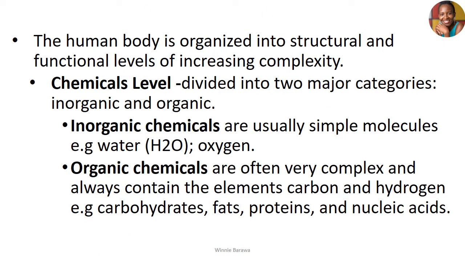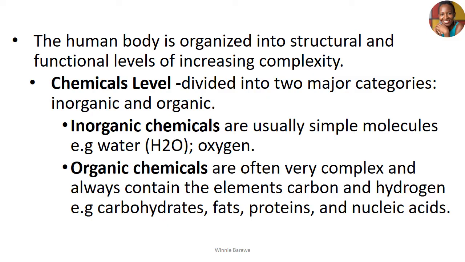So the chemical level is the smallest level of our body, and the chemicals are of two categories. We have the inorganic chemicals and the organic chemicals. Inorganic chemicals, by definition, are usually the simplest chemicals or molecules in our body, and they could be contained in simple chemicals like water molecules, oxygen, carbon dioxide, and other elements that are contained in our body system.